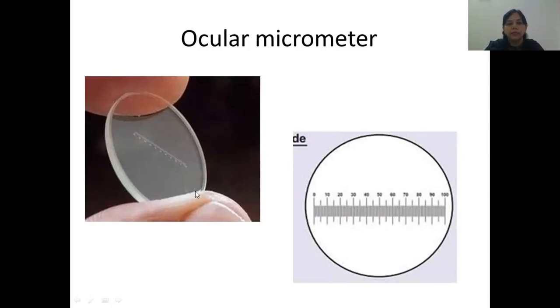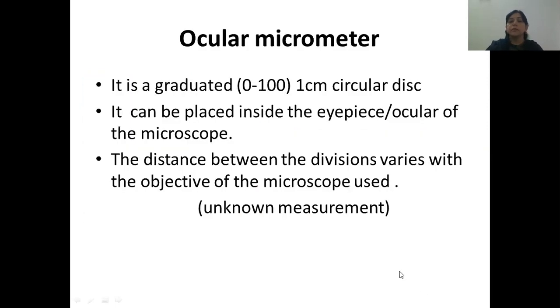The second requirement is an ocular micrometer. Ocular micrometer is a disc-shaped structure with a graduated scale at the center. We insert or introduce this into the eyepiece or the ocular of a microscope. When you insert it and see through the eyepiece, this is how you see the scale. This also is divided into 100 equal divisions. So it is a graduated scale on a circular disc divided into 100 divisions. It can be placed inside the eyepiece. That is why you call it an eyepiece reticule also, or ocular. Eyepiece is also called the ocular of the microscope.